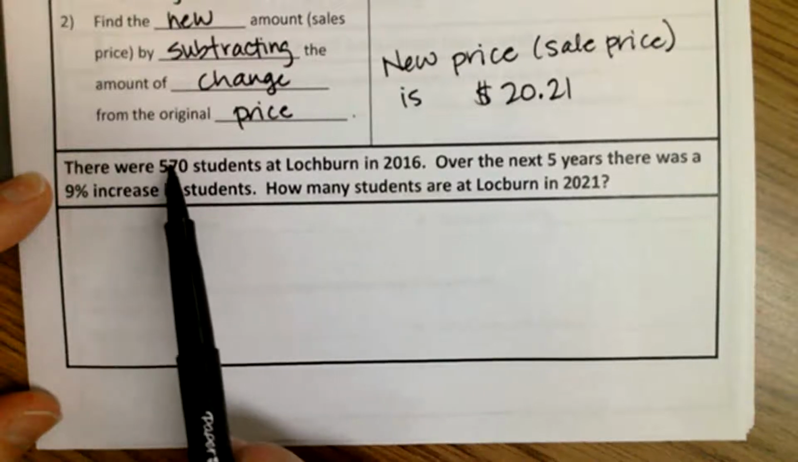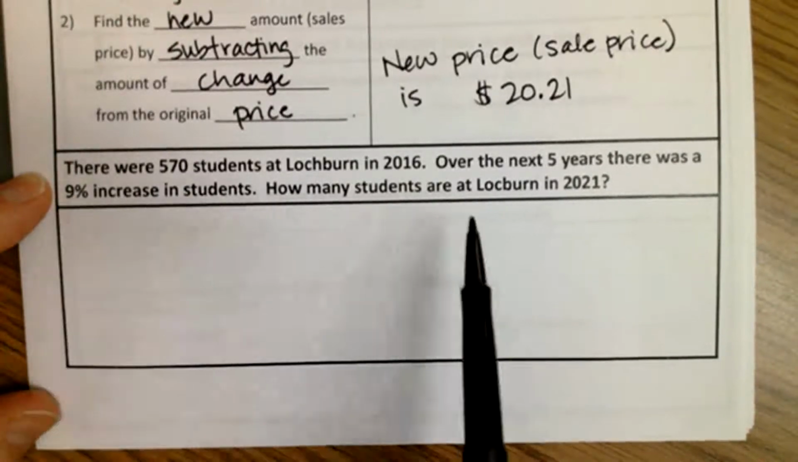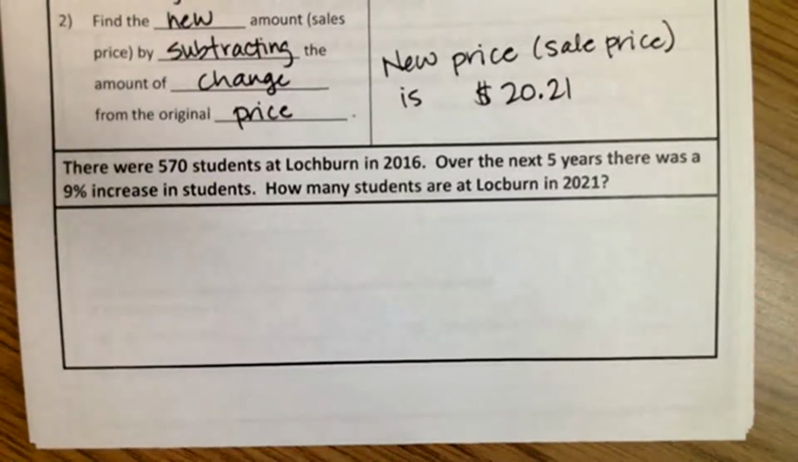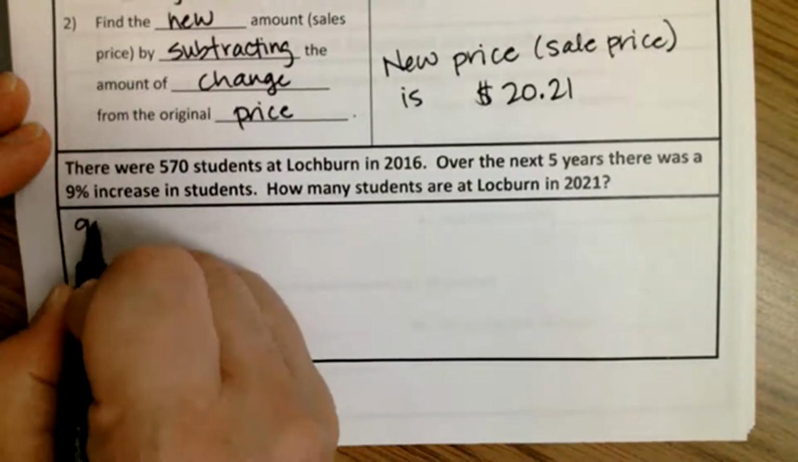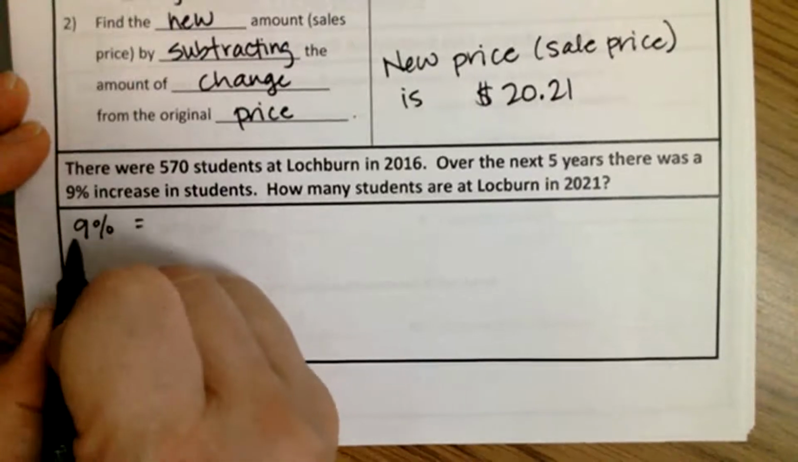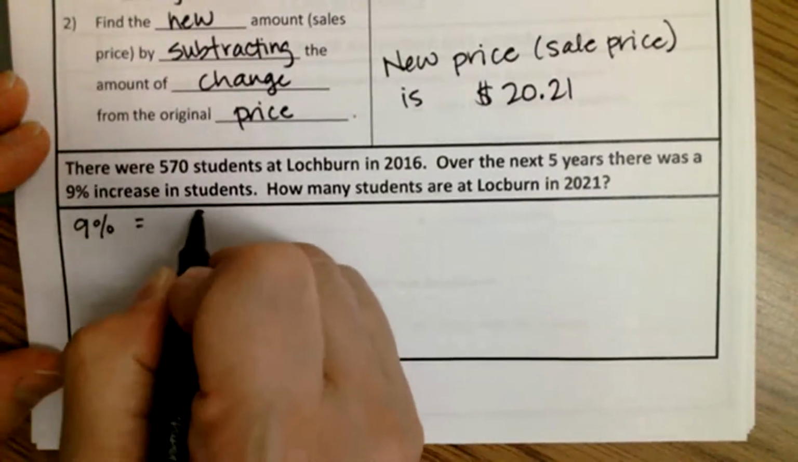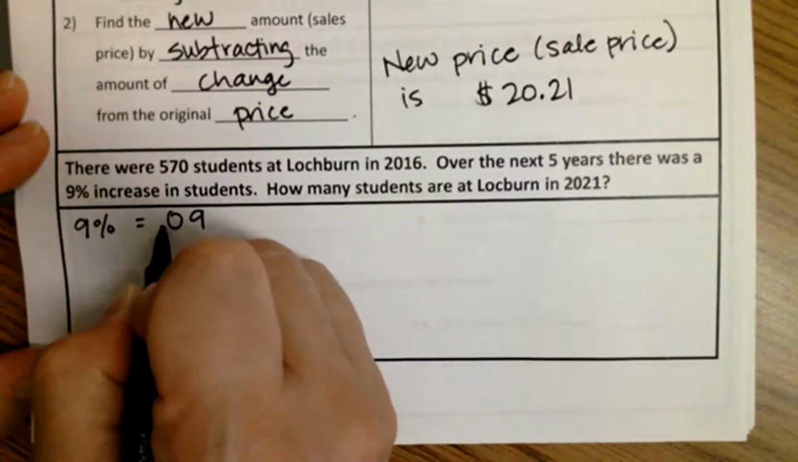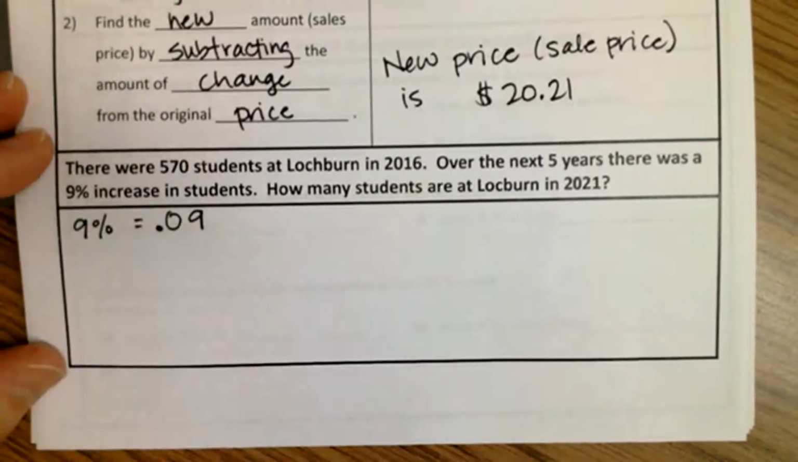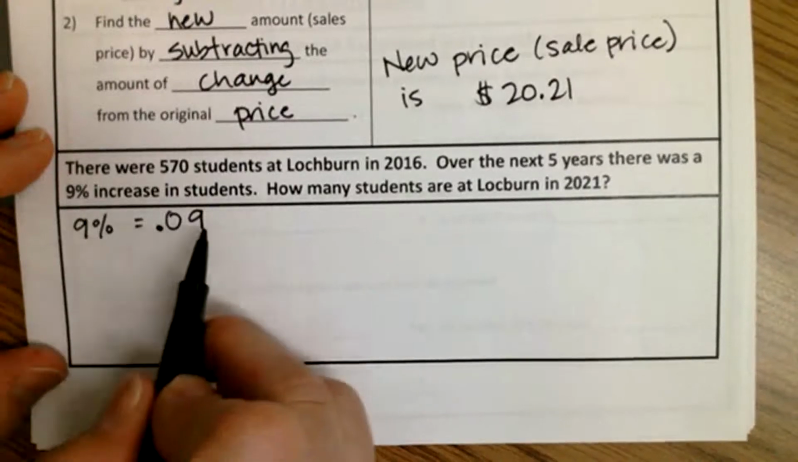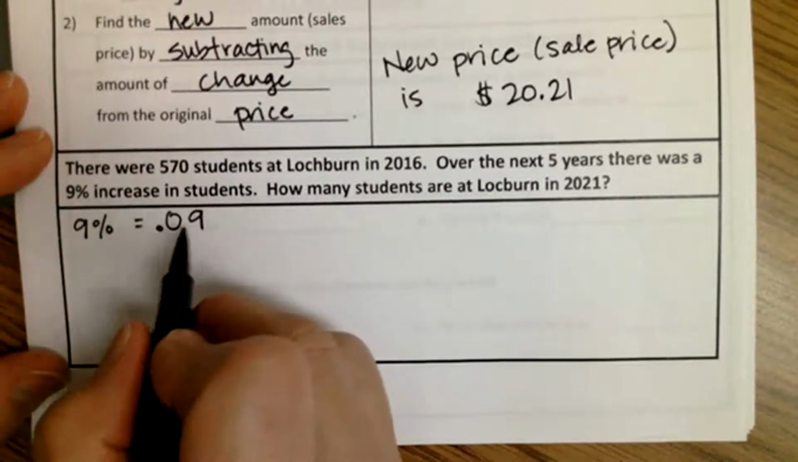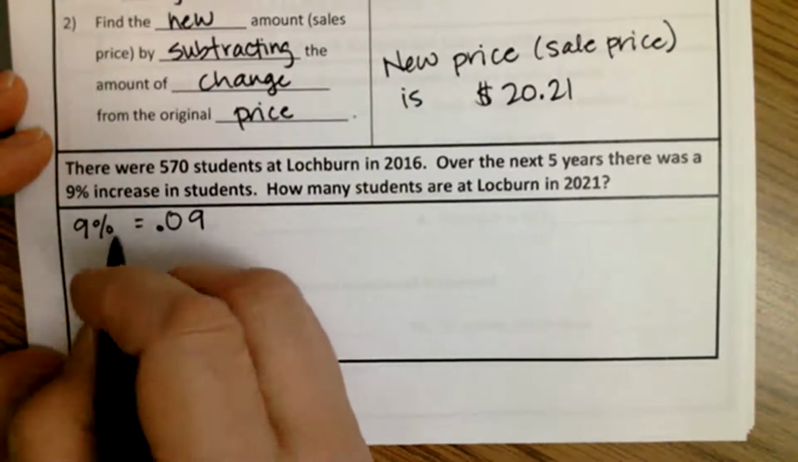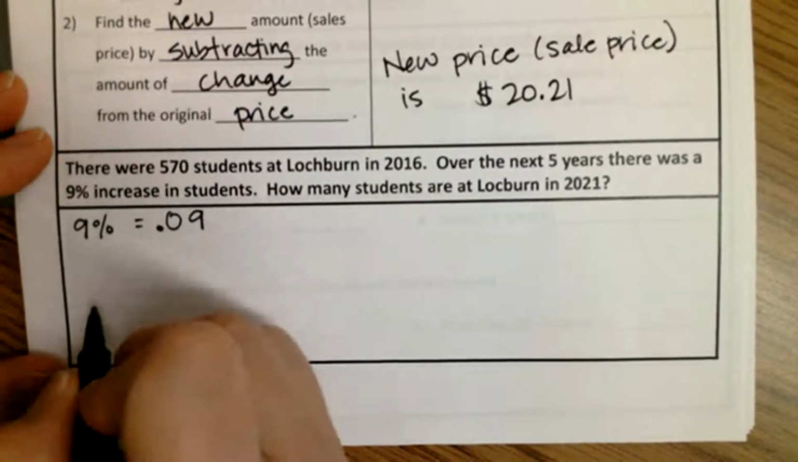So what we have is an old number. We have a percent increase, and now we want to know what the new number is. So the first thing we have to do is find out what is 9% of 570. So remember, 9% as a decimal, we move the decimal over 2 places. So it's going to be 0.09. Okay, 9%, we have to move the decimal 2 places, so we have to add a 0 in there. So I'm going to take the decimal form of 9%, and I'm going to multiply it times 570.